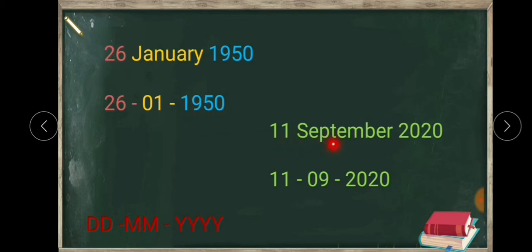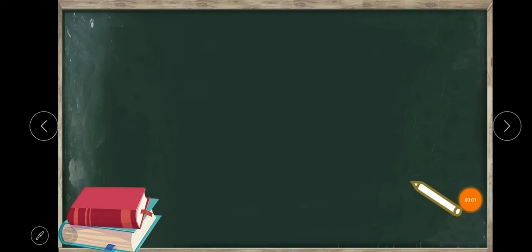The next example, 11th September 2020. How do we write this date in DDMMYYYY format? 11, write the same. September is the 9th month of the year, right? So we can write 09 here. Then 2020. Okay, children, this format is known as DDMMYYYY format.